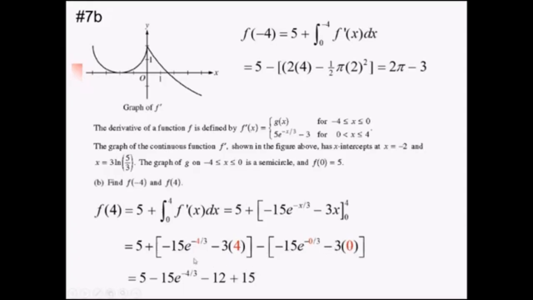If you want to simplify further, there's going to be a total of 3 over here, plus the 5 is 8. So 8 minus 15e to the negative 4/3 would be the final simplified answer of this.